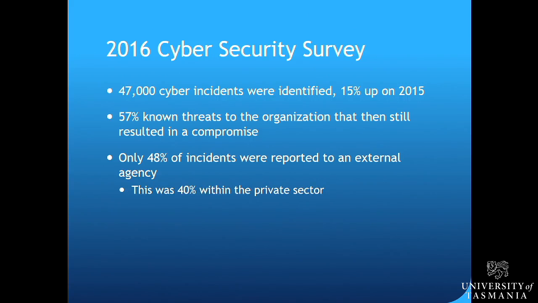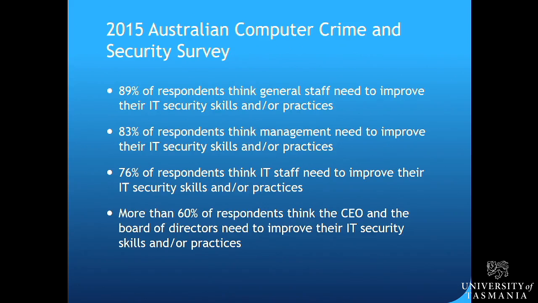Only 48% of incidents were reported to an external agency. And that was 40% in the private sector. These numbers will change. I've got these here purely because the 22nd of February this year means those numbers have to change. When this survey happens again next year, the Office of the Information Commissioner and the Australian government will be giving out fines. So these numbers should skyrocket now, because 60% of that private sector should be reporting. That's not reporting at the moment.